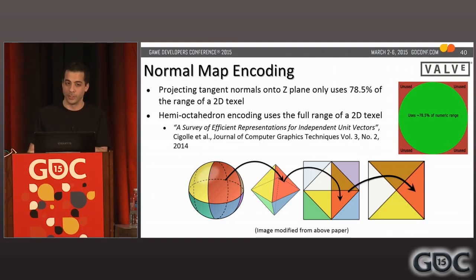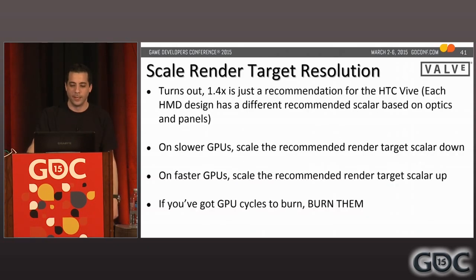You also get a better distribution. The normals are more evenly distributed over that hemioctahedron than on a flattened hemisphere. Super smart. It's a really great paper. Read the paper. It's literally 6 instructions. I think it's 5 maybe to decode it. It's super fast, worth every instruction.